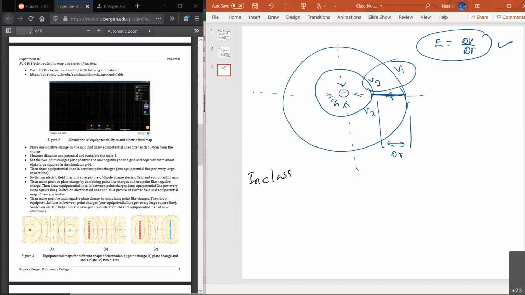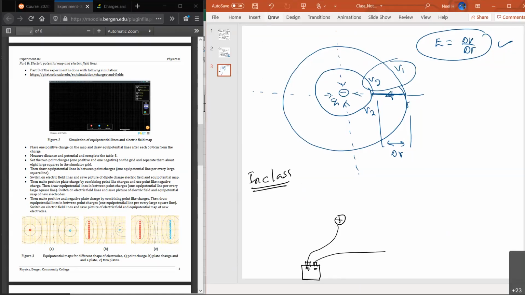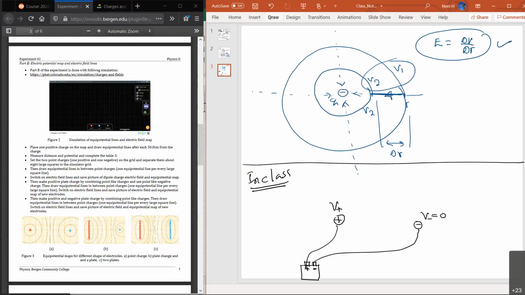If this is an in-class experiment, we're going to set up an electrode. We're going to take a metal piece and connect it to the battery's positive terminal. Then we're going to take the negative terminal and set up another electrode that we call negative, but the negative terminal is actually 0, right? So I have a huge potential here, V plus. The potential here is 0 if it is an in-class experiment.